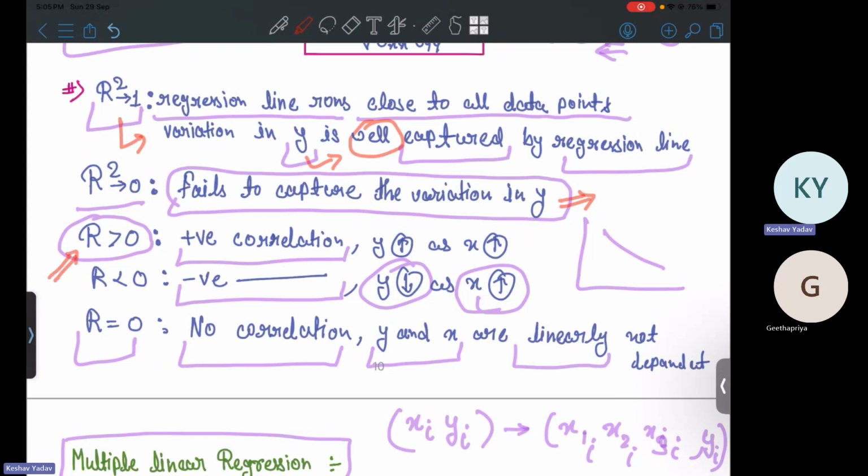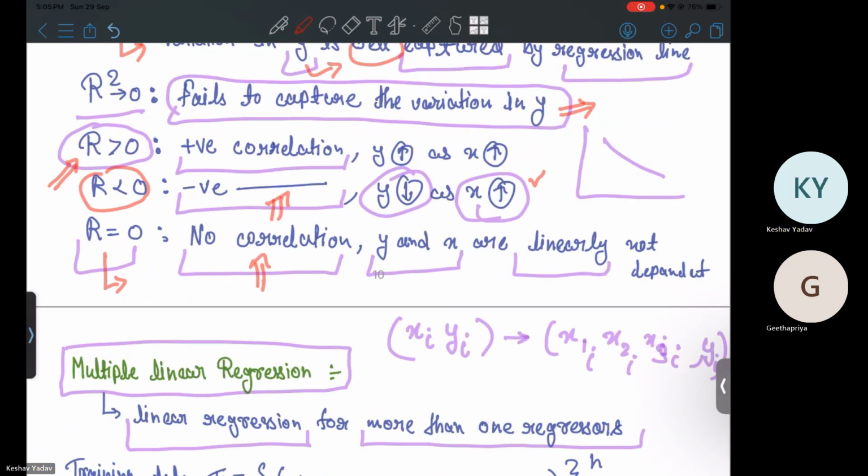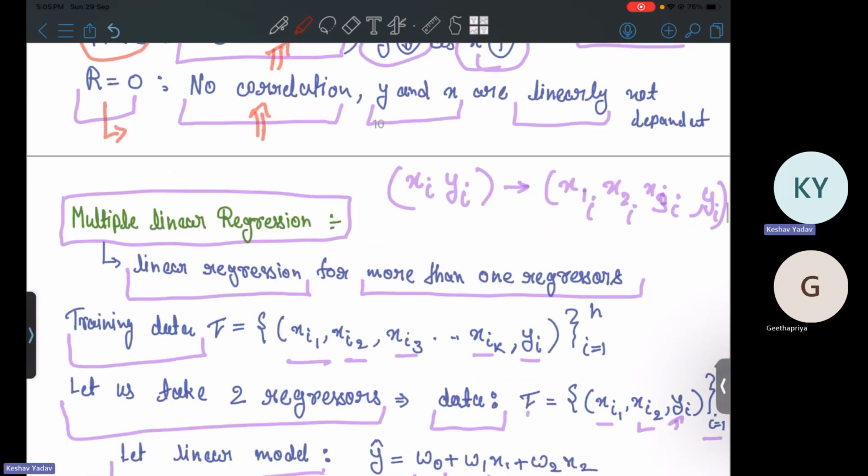Then the square root of the coefficient of determination is called the correlation coefficient. When R is greater than 0, it means positive correlation, meaning if X is increased, the Y will also increase. If R is less than 0, it is a negative correlation, meaning as we increase the X, Y will decrease. If R is equal to 0, there is no correlation between X and Y, meaning X and Y are not linearly dependent, which we have assumed before solving the problem.